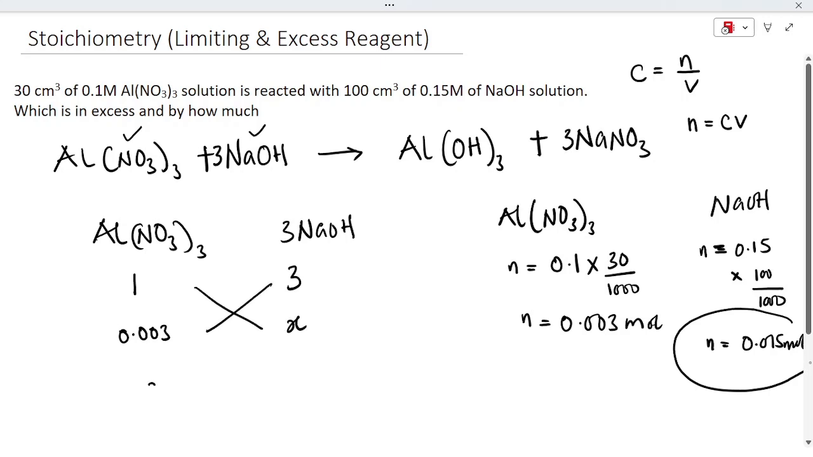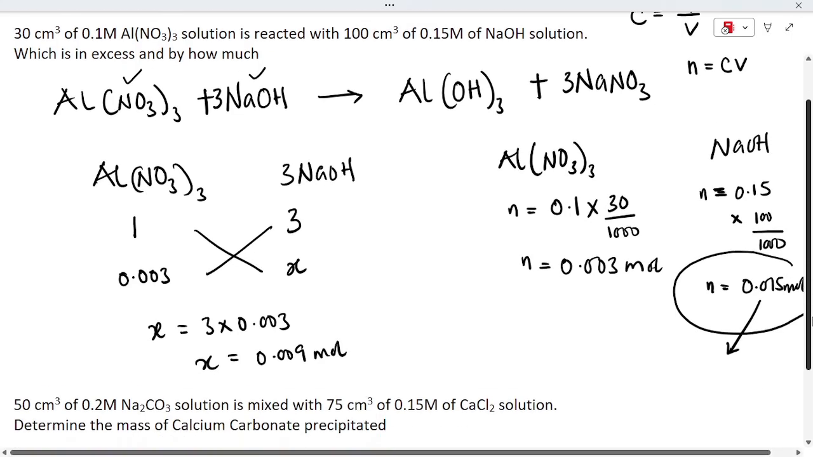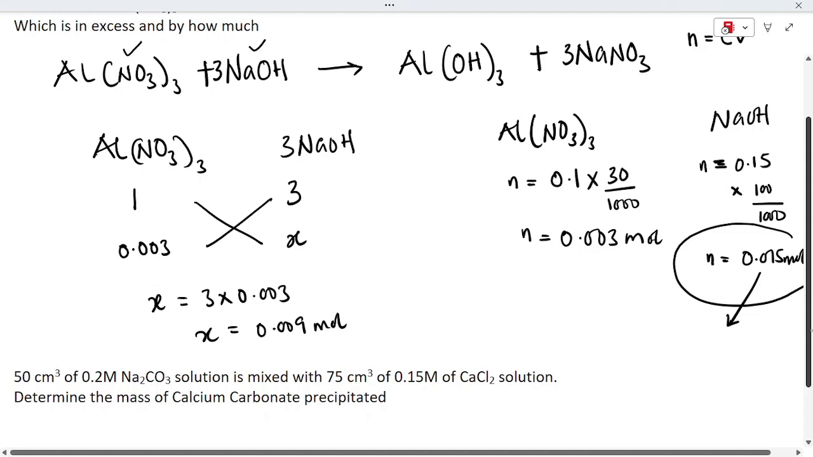We cross multiply, and we have that x times 1, which is x, equals 3 times 0.003. So that means we have 0.009 moles. So that means that 0.003 moles of aluminum nitrate should actually react with 0.009 moles. However, how much are we given? We are given 0.015. And if you observe carefully, you see that 0.015 is greater than 0.009. You can simply compare it.